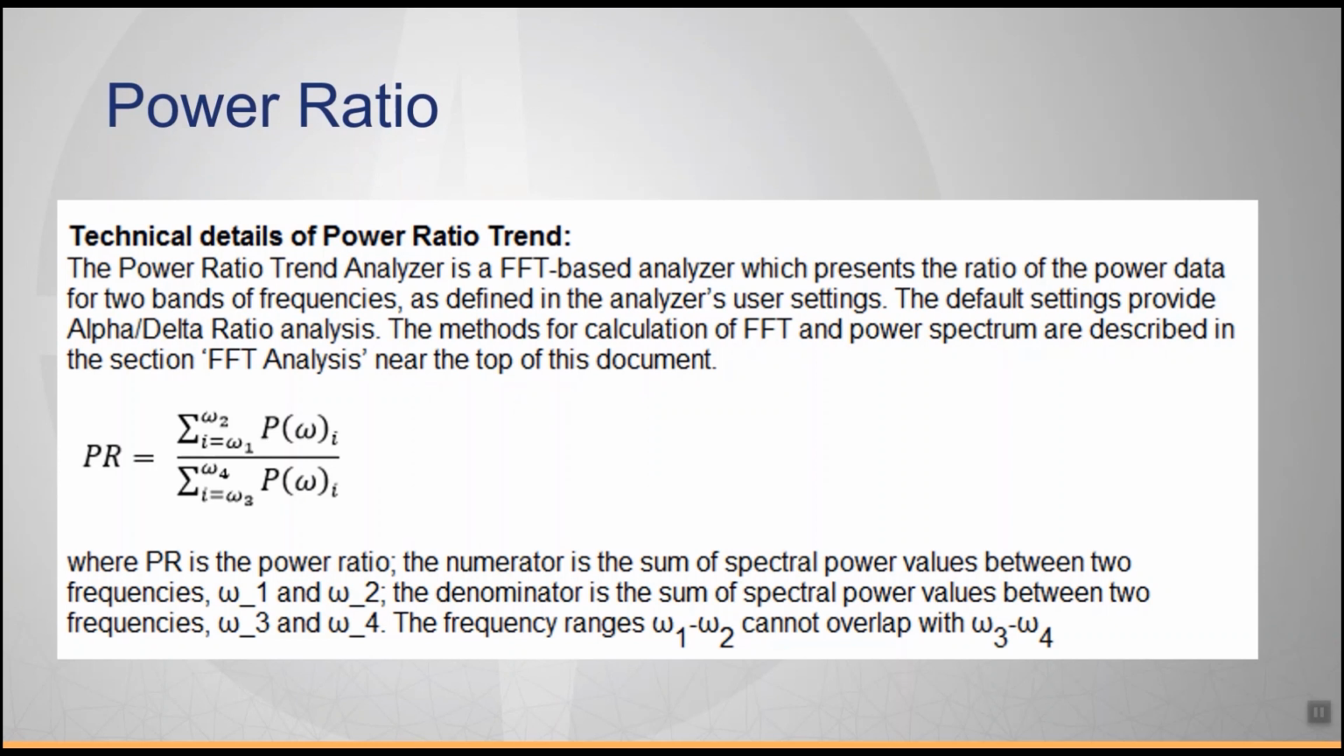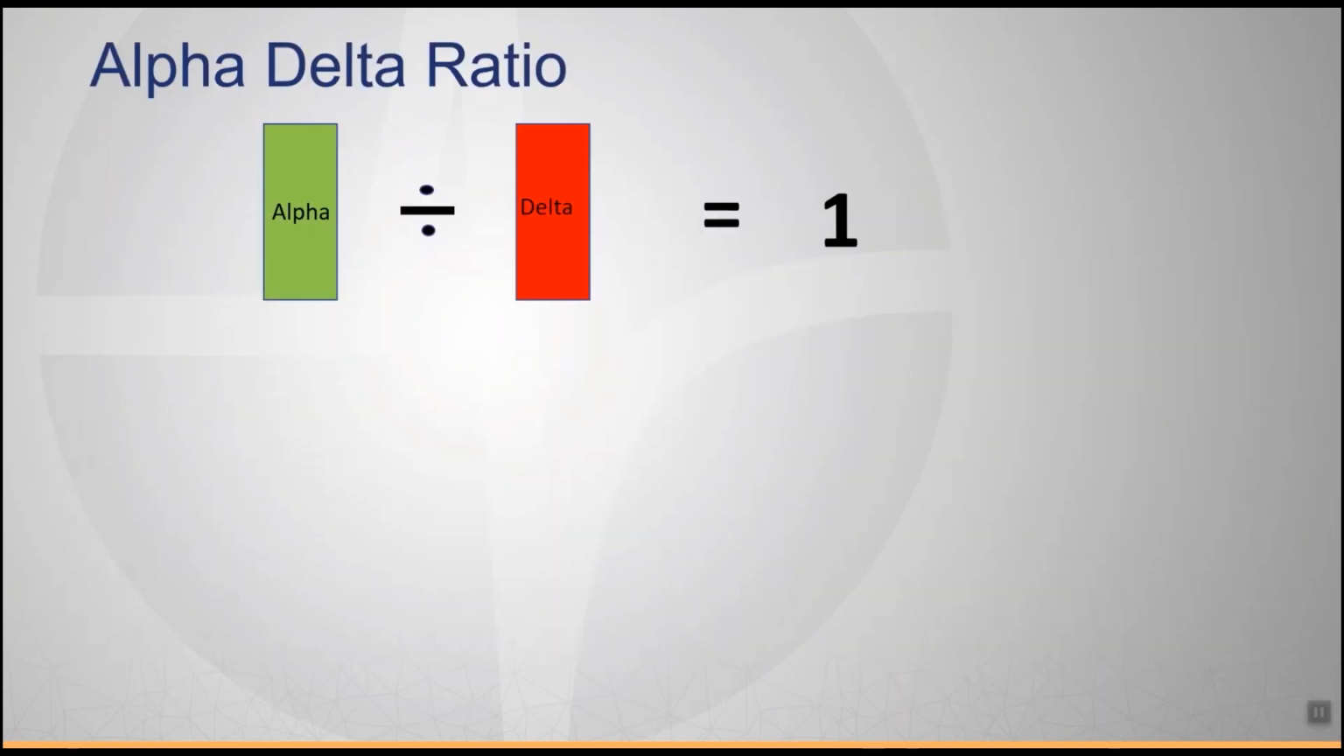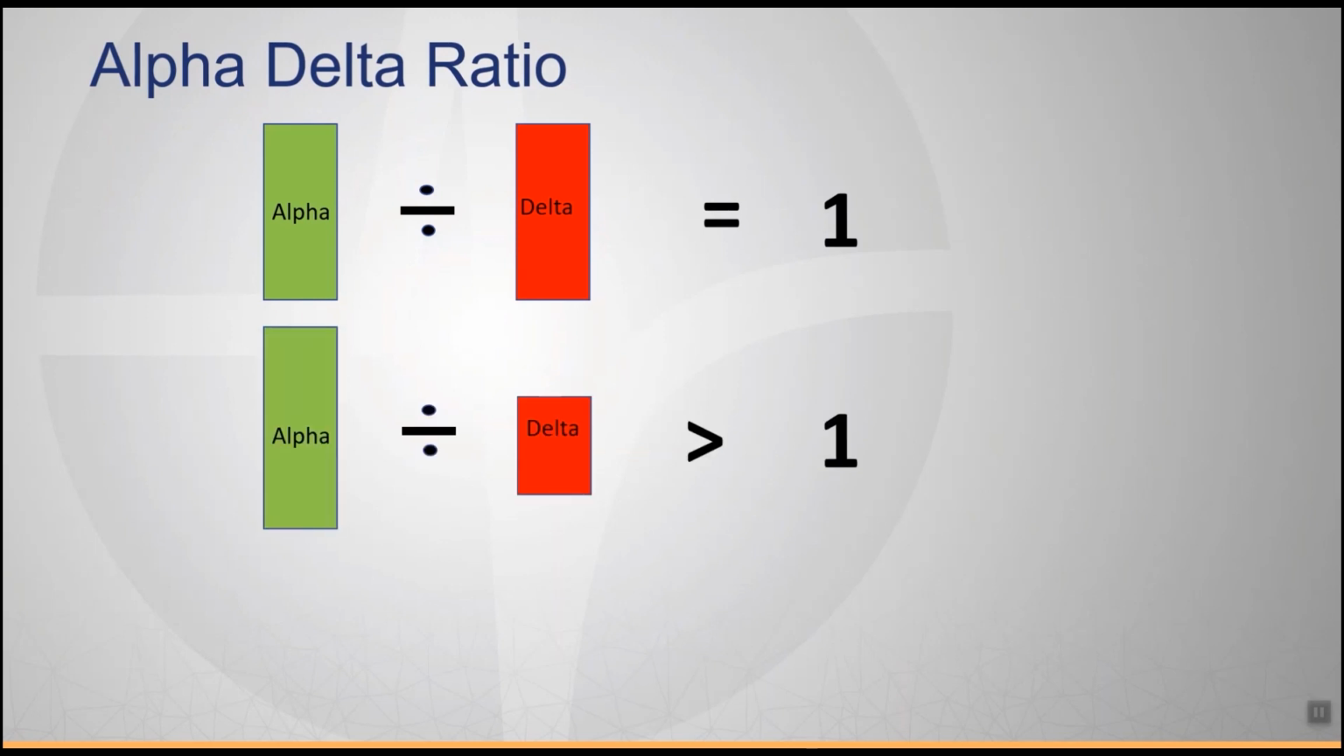Now, the technical details, if you look at the equation, it's essentially saying that the power ratio is equal to the power in our chosen frequency divided by the power for our second chosen frequency. Now, the way this works out is if you have alpha that equals the delta, your alpha delta ratio is 1. If you have more alpha than delta, then your alpha delta ratio is going to be greater than 1, a larger number, because the numerator is larger than the denominator. If your alpha is less than delta, then you're going to have a low alpha delta ratio, less than 1.